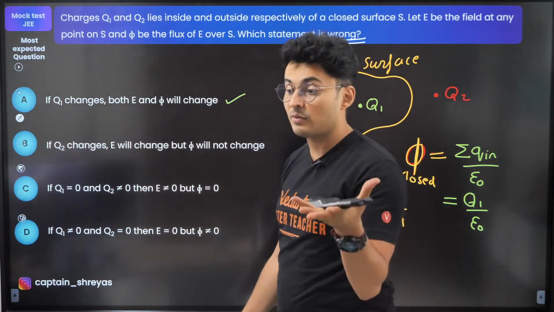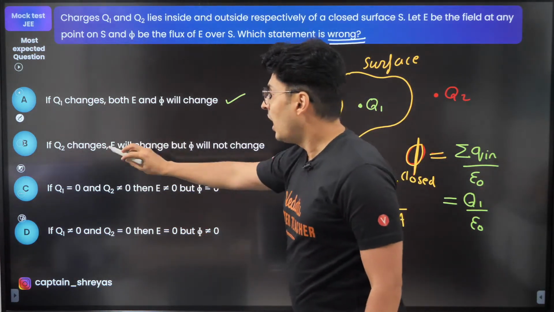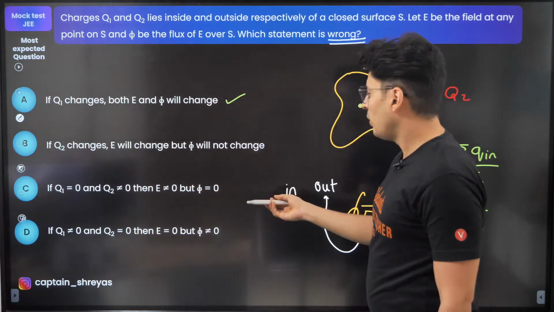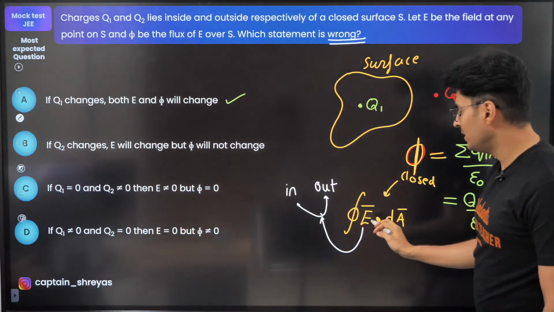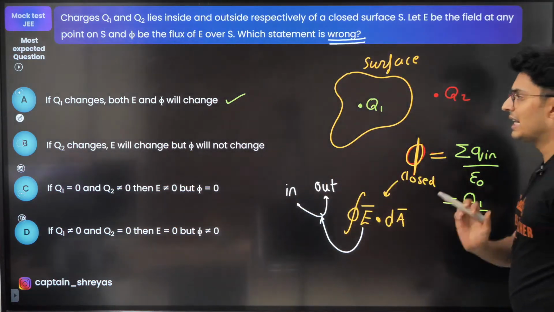So it's a difference of 5 marks. When you lose marks, it's a difference of 5 marks. If the outside charge changes, the electric field obviously will change, because the outside charge changes. But the flux will not change. Yes, because the flux only depends on the inside charge.